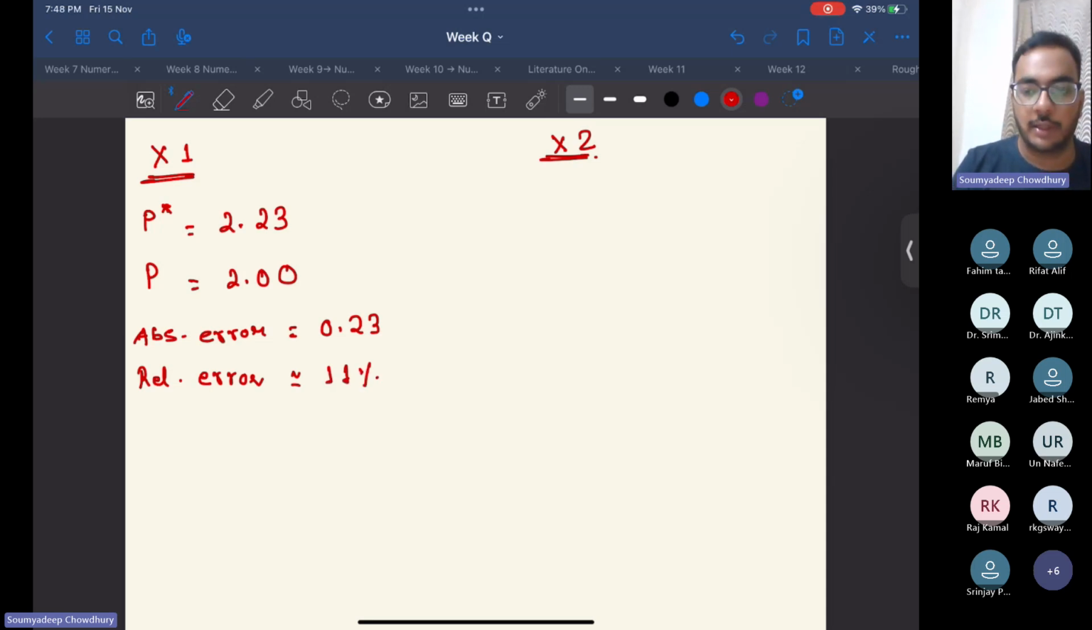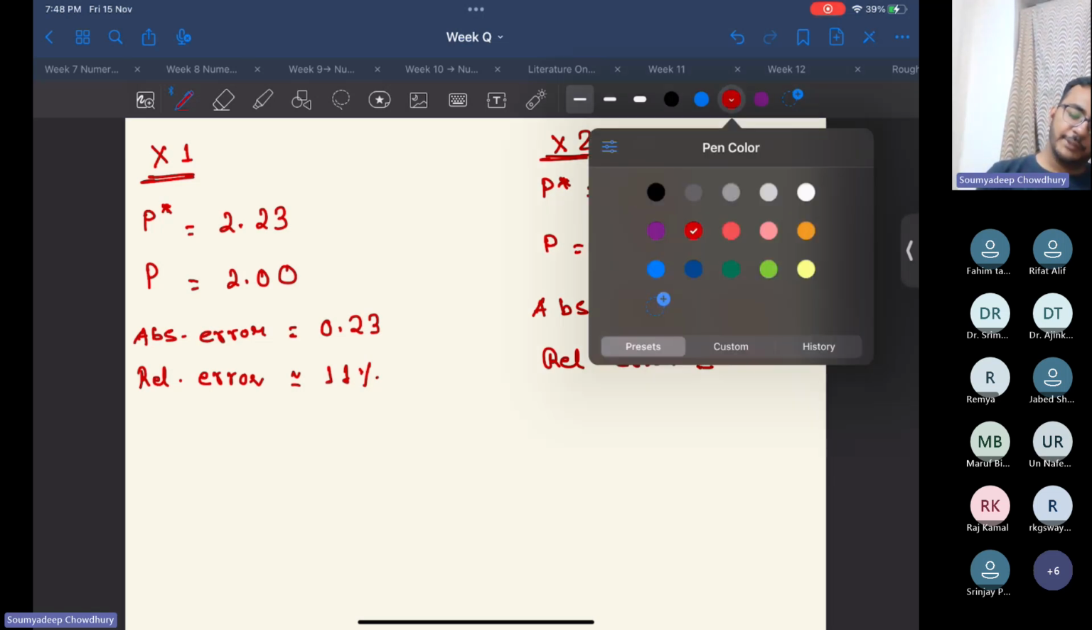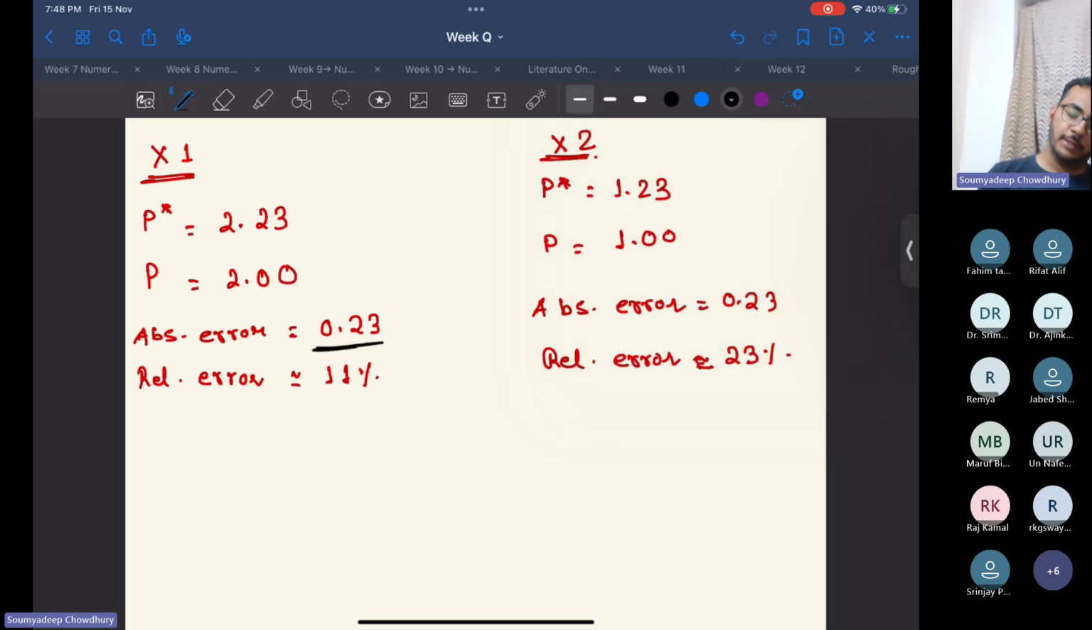Suppose there is another numerical technique which gives you an obtained value of 1.23 and your exact value is 1. What is the absolute error? It is again 0.23. However, the relative error here is around 23%. So if you just compare the absolute errors of these two problems, it will seem that both errors are the same, because the absolute error is 0.23 for both methods.